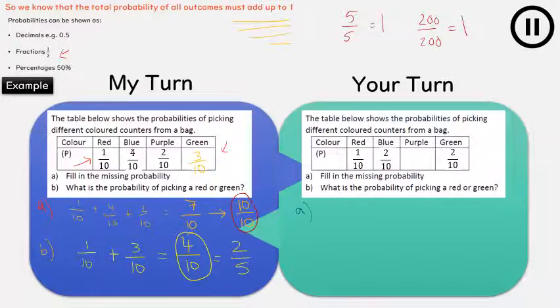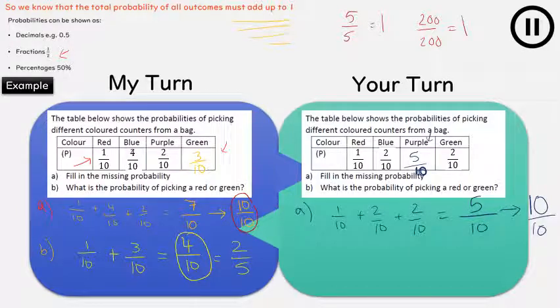So for our answers, to find the missing probability, we've got to find the probability of it being purple. So we've got to add up the fractions that we've already got. The denominators are all the same. That's good. That makes it easy for us. We've got 5/10 so far from red, blue, and green. So what do I need to add to that to make it up to 1 whole, or up to 10 out of 10? We've got to add 5/10. Well done if you notice that's 1/2. You could have put that as well.